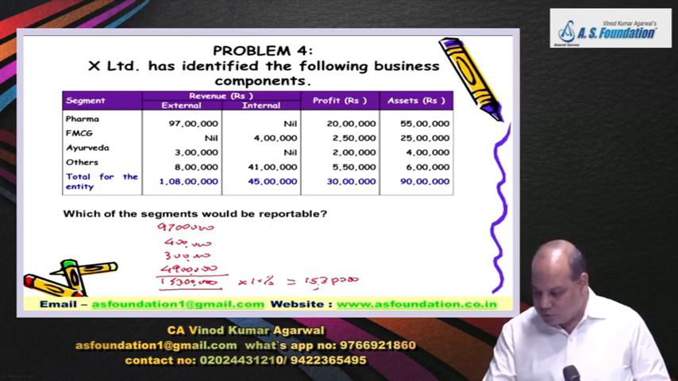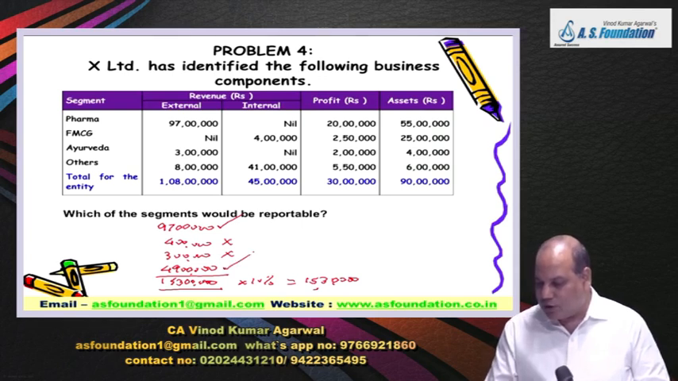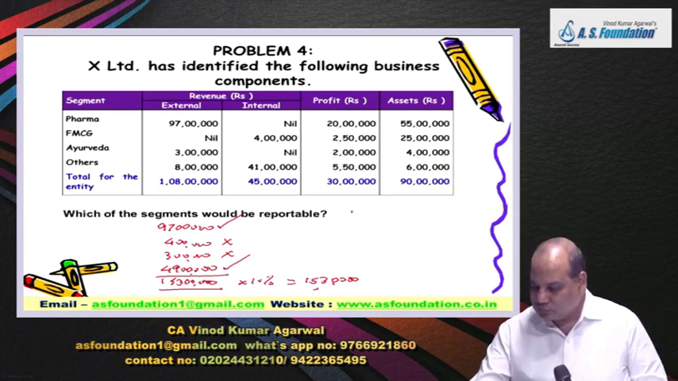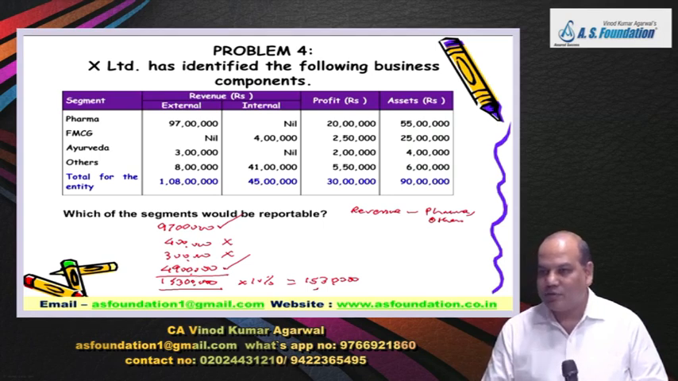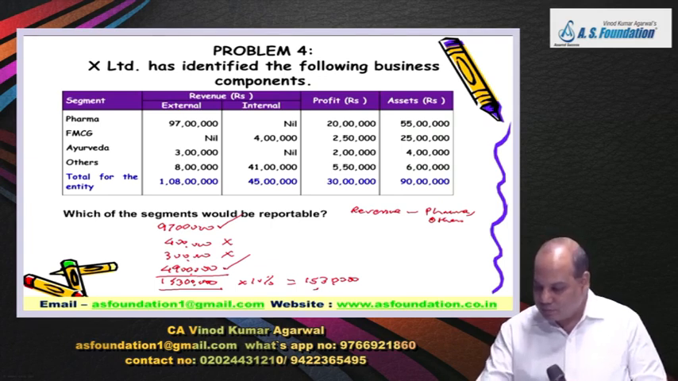So now this is more than 15 lakh 30,000. This is not, and this is yes. So applying the revenue test will give me pharma and others, but others is already others. We have to just see whether FMCG, pharma, Ayurveda are reportable separately or not.